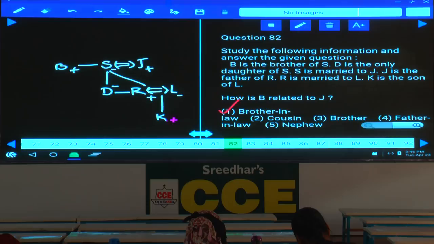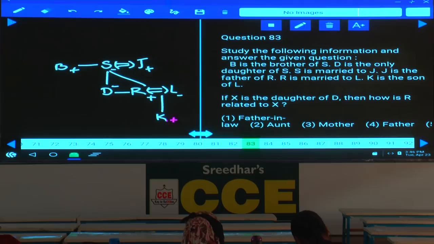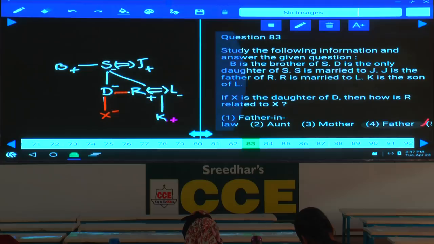Then question number 83. If X is the daughter of D, hence X is at this place. Then how is R related to X? X's mother is D, so R is the mother's brother. Mother's brother means uncle. Uncle, that is given as choice 5.